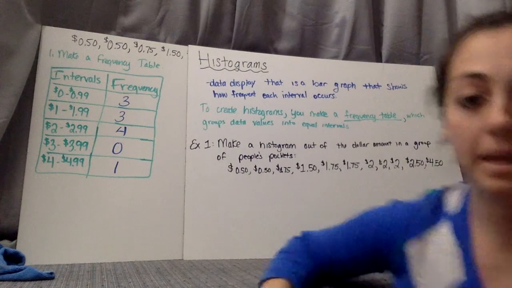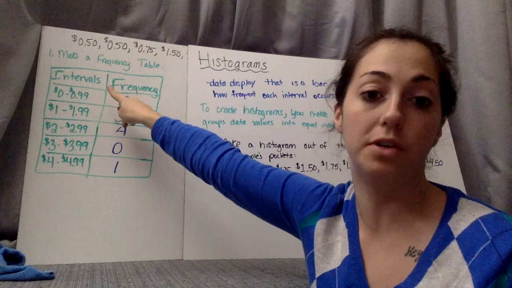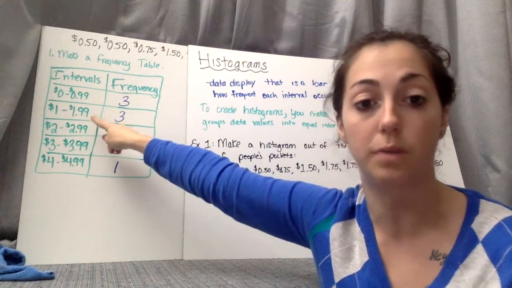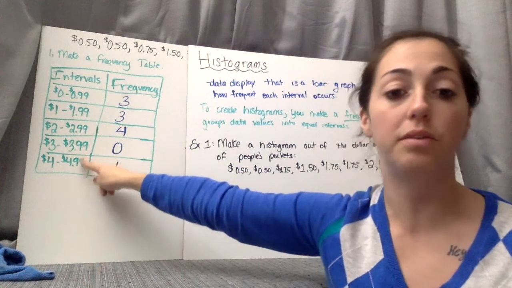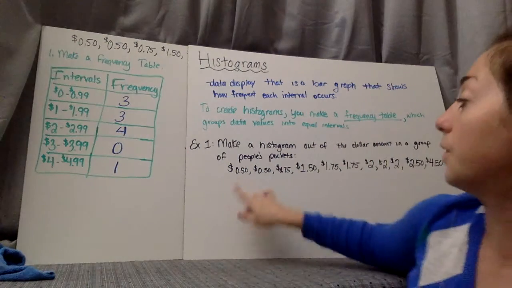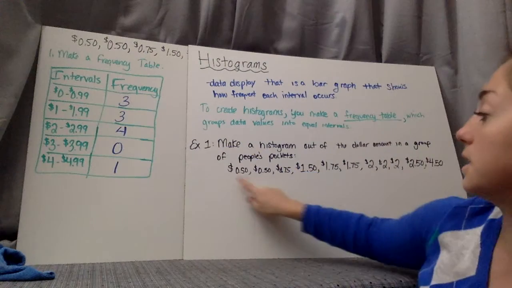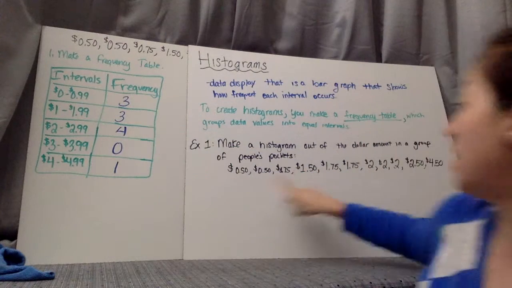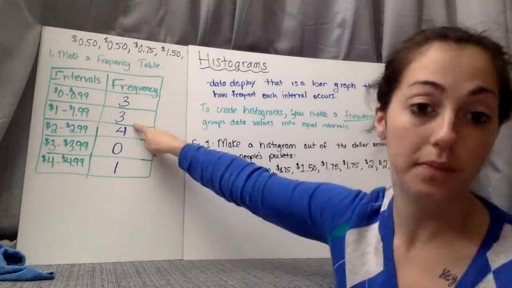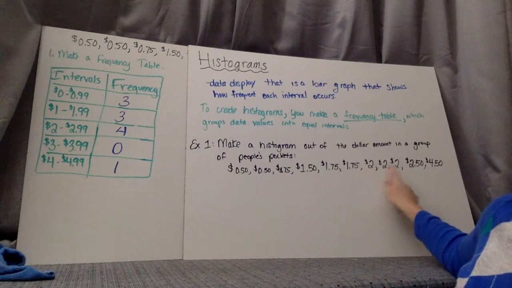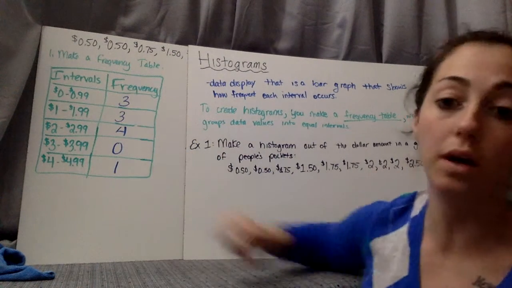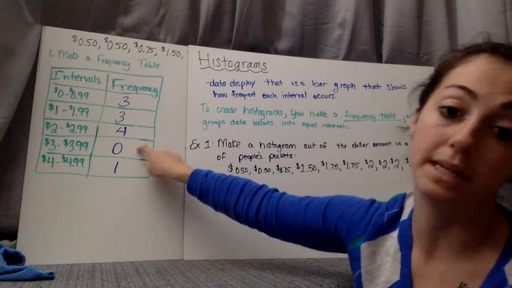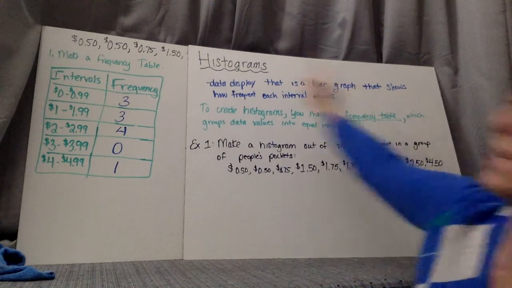So here we go. Make a frequency table. Here are our intervals, in a table. Our intervals, as we said, are 0 to 99 cents, 1 to 1.99, 2 to 2.99, 3 to 3.99, and 4 to 4.99. How many are between 0 and 99 cents? 1, 2, 3. So that's why the frequency is 3. From $1 to $1.99, that's 3. From $2 to $2.99, 1, 2, 3, 4. That's 4. And as we said, 3 to 3.99 still needs to be there, but it's 0. And then 4 to 4.99 is 1.